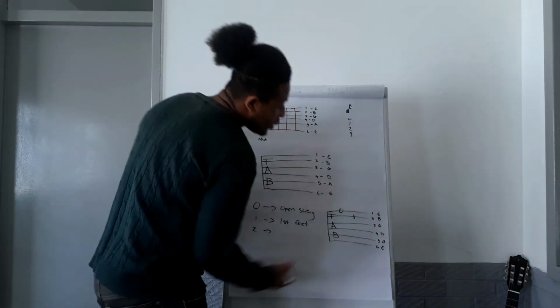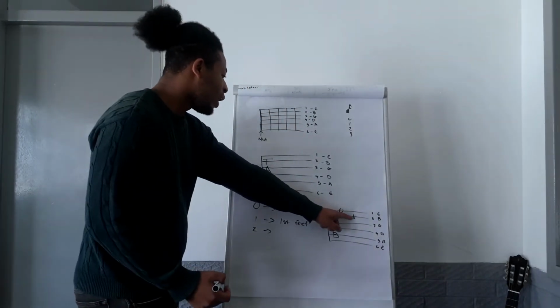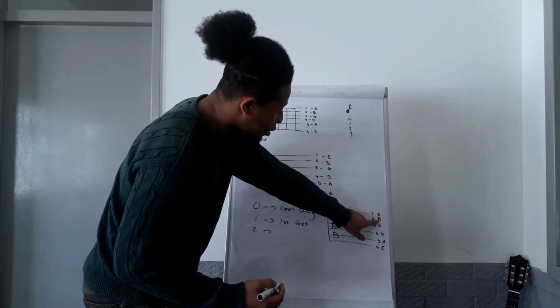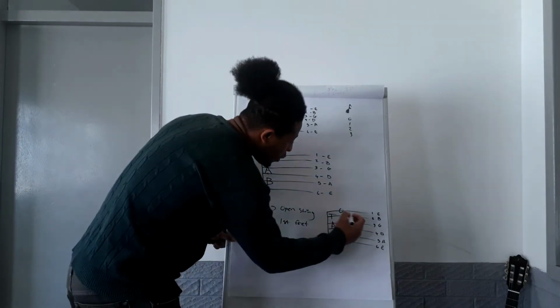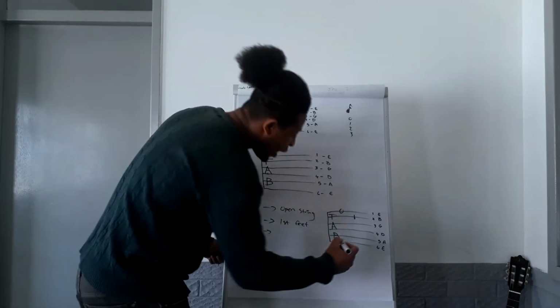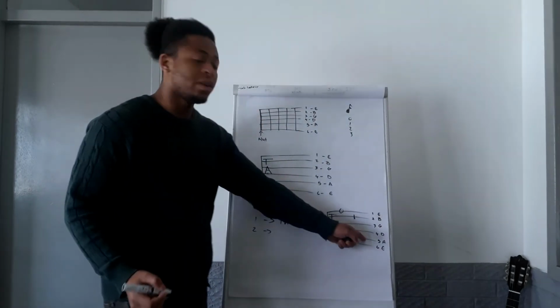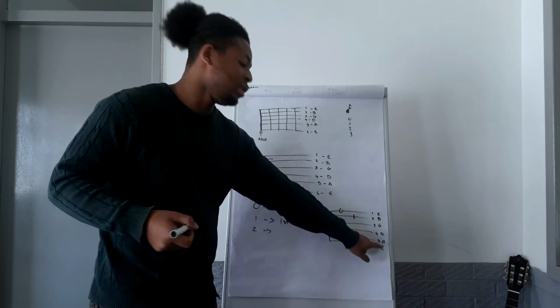So if on your B string I put a 1 there, it means you're going to play on your first fret. So if here, for example, on my A string, I have a 2 on it, it means on your A string, you're playing the note on your second fret.